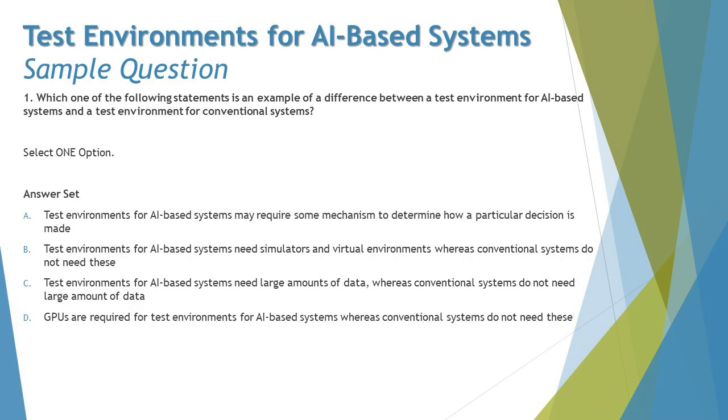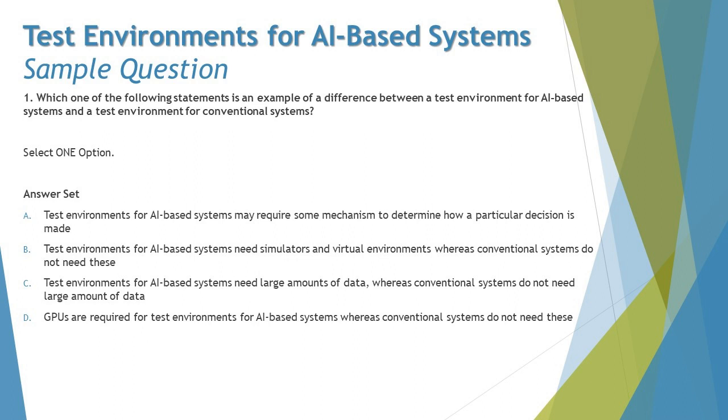The question we have for you is: which one of the following statements is an example of a difference between a test environment for an AI-based system and a test environment for a conventional system? I think this question has been picked up from the very first paragraph of the very first topic, where we discussed the key differences and uniqueness when it comes to AI-based systems and conventional systems. So we have a few options to talk about.